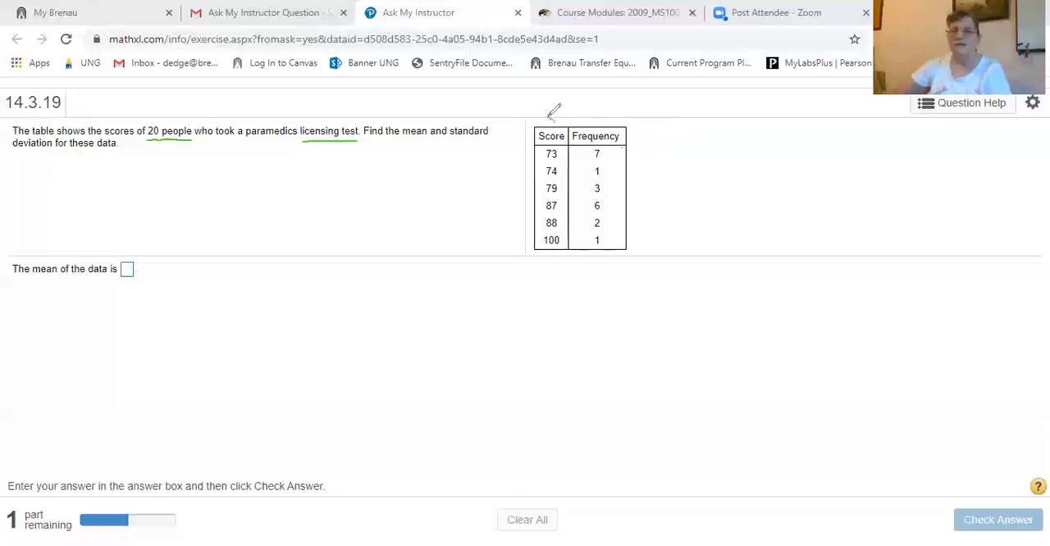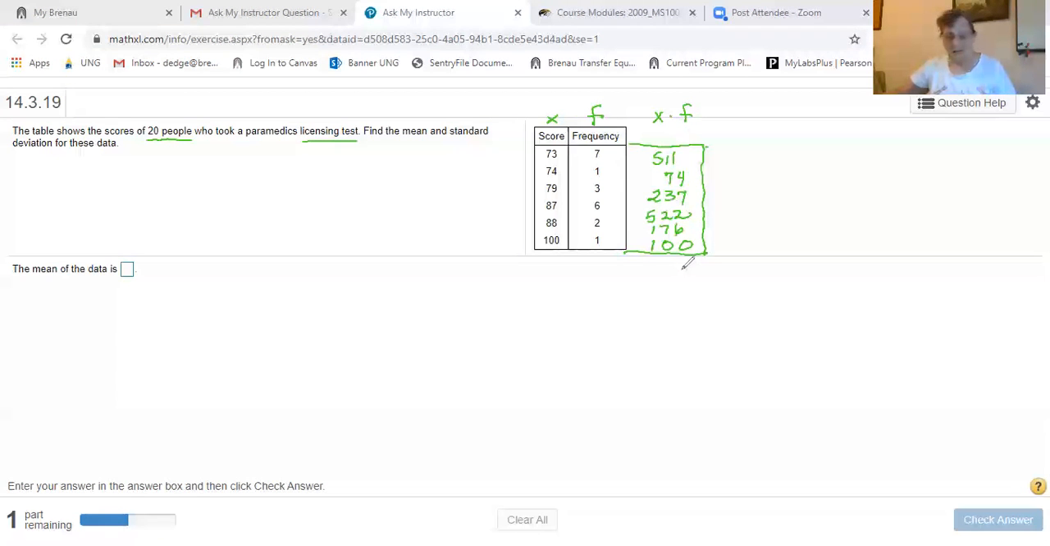So these are our x's. These are our frequencies. If we take each x times the frequency, 73 times 7 is 511. 74 times 1 is 74. 79 times 3 is 237. 87 times 6 is 522. 88 times 2 is 176. 100 times 1 is 100.